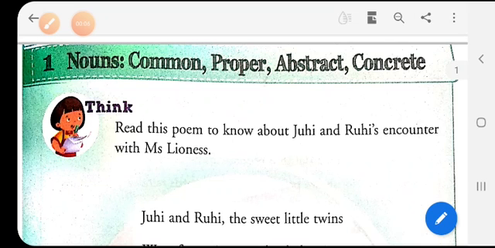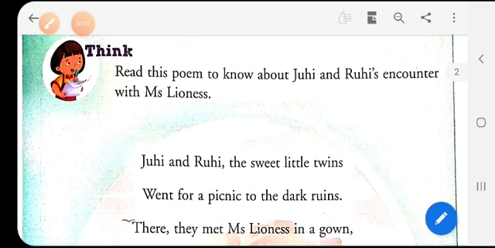Children, you know what is a noun? A noun is the name of a person, place, animal, or thing. Now, in this chapter, we will learn more about nouns. Now, let's see what is all in this chapter.